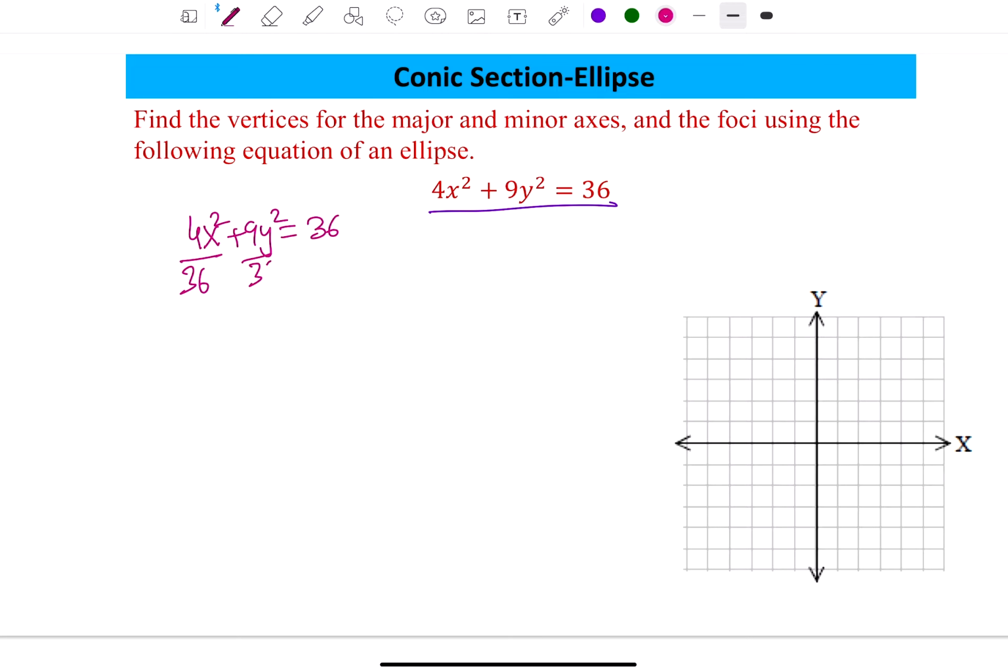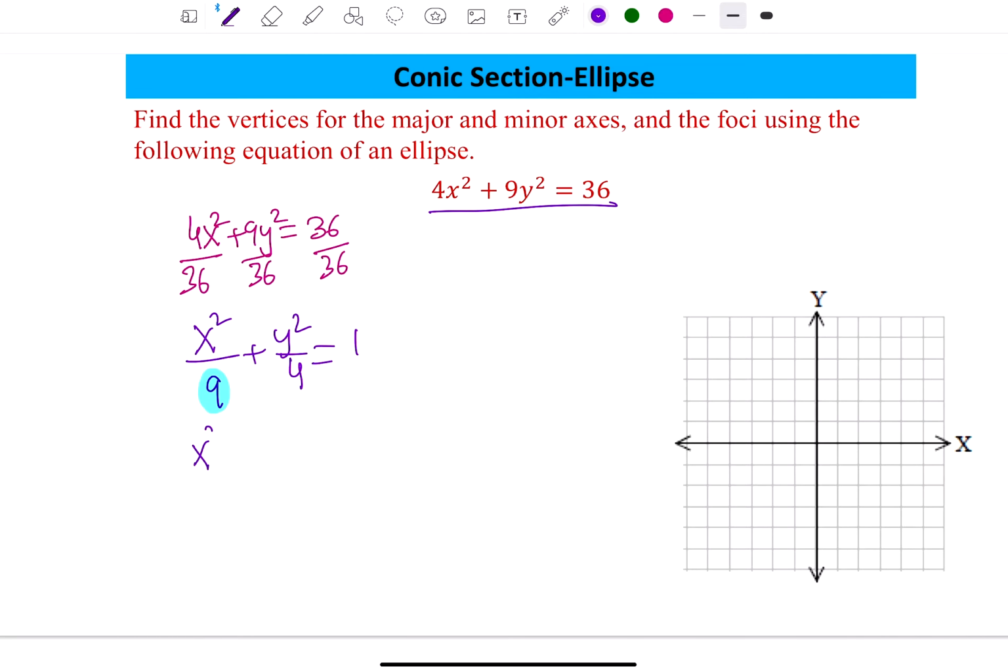So divide with 36 to get a 1 on the right-hand side. So I'm left with x squared over 9 plus y squared over 4 equal to 1. And that's the ellipse I'm going to be graphing. We can clearly see the bigger number is under x squared, so the x-axis is our major axis.